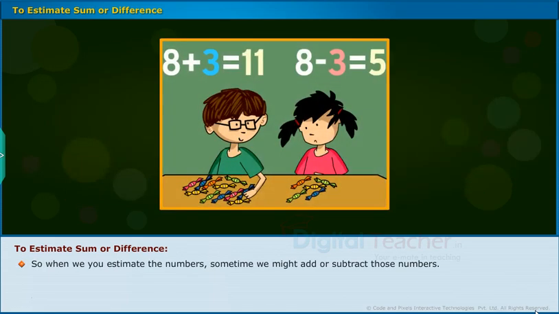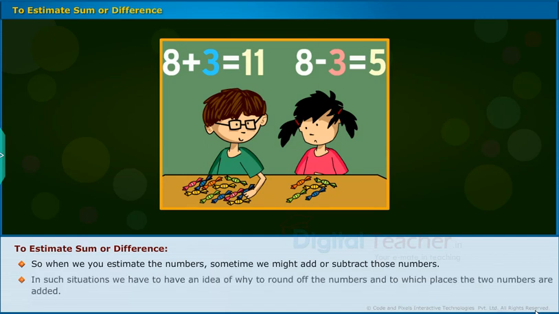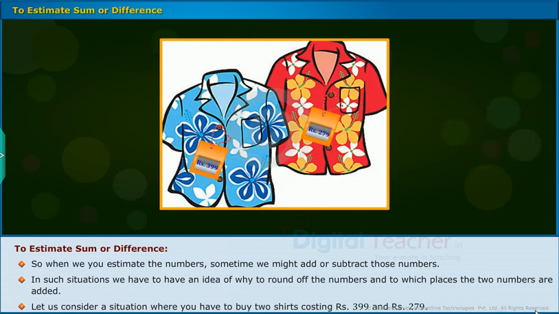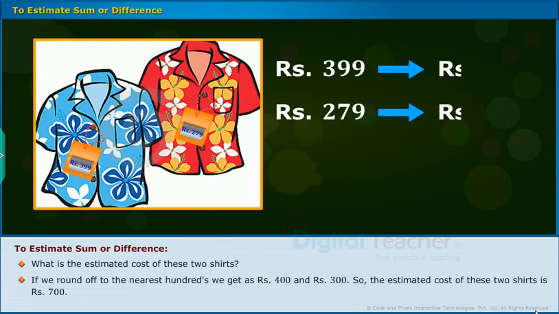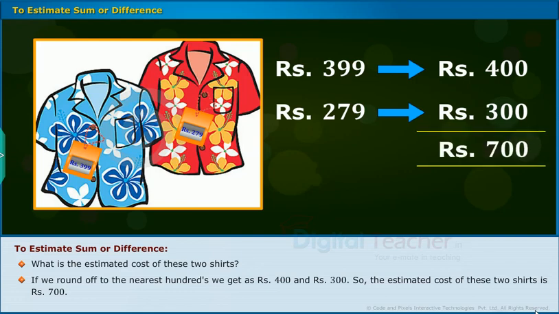So when you estimate the numbers, sometimes we might add or subtract those numbers. In such situations, we have to have an idea of why to round off the numbers and to which places the two numbers are added. Let us consider a situation where you have to buy 2 shirts costing rupees 399 and rupees 279. What is the estimated cost of these 2 shirts? If we round off to the nearest hundreds, we get rupees 400 and rupees 300. So, the estimated cost of these 2 shirts is rupees 700.